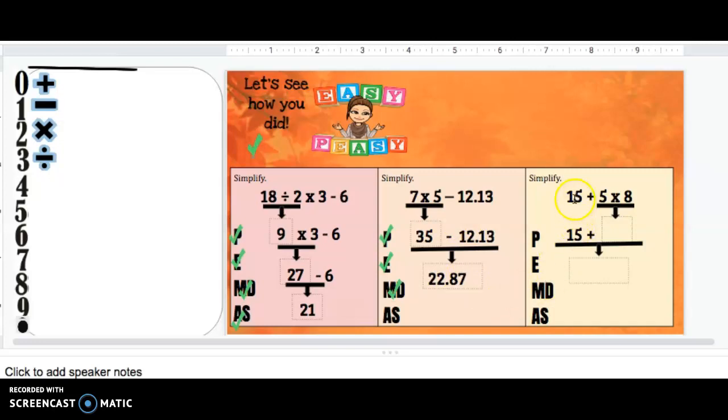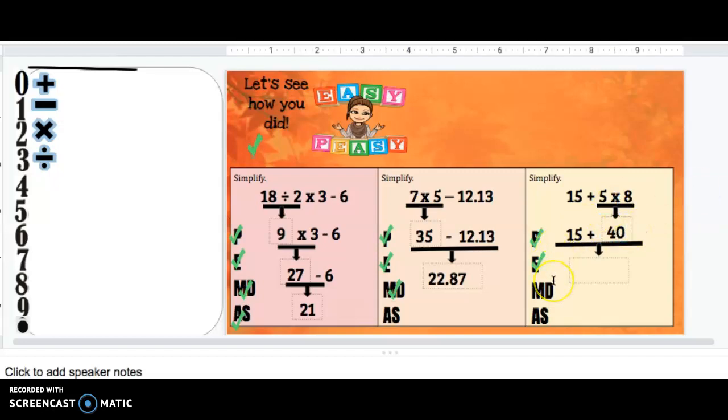So next and finally, we have 15 plus 5 times 8. So I'm looking for parentheses. Nope, I got none. Then I'm looking for exponents. Nope, not there either. Looking for multiplication and division, I see multiplication, so I've got to do 5 times 8. Again, if you don't know 5 times 8, please open up your reference notebook for your multiplication chart.